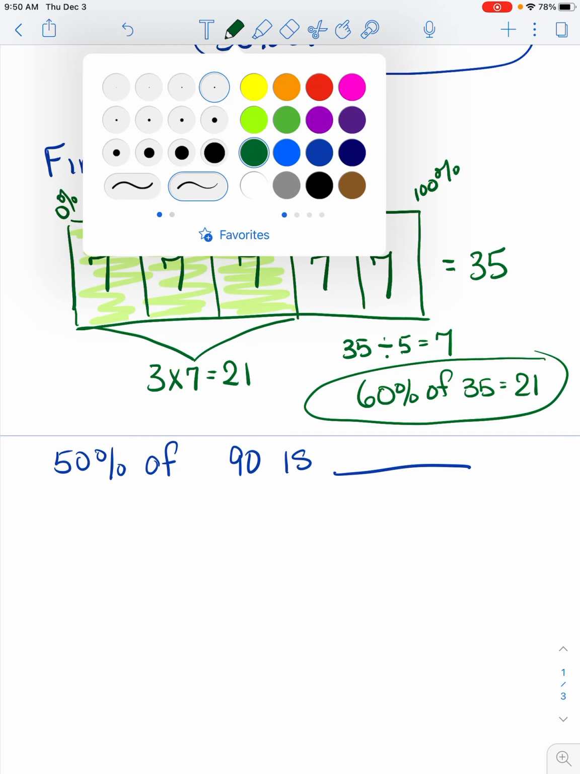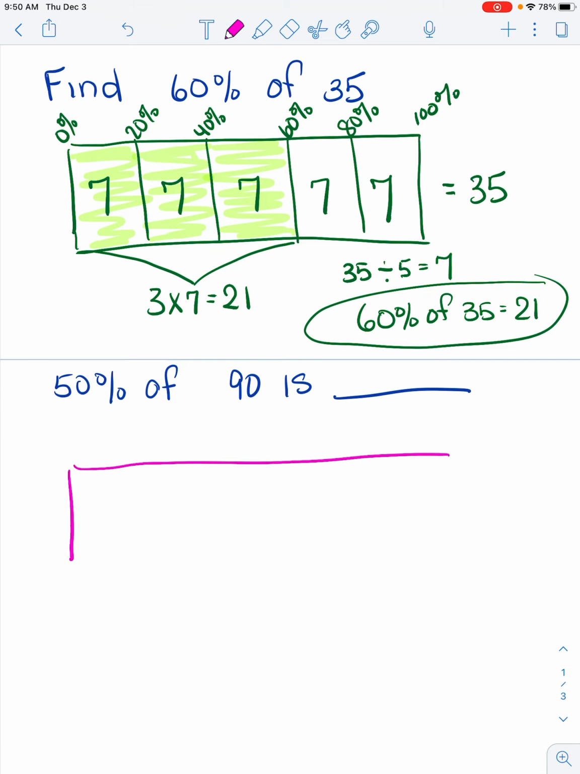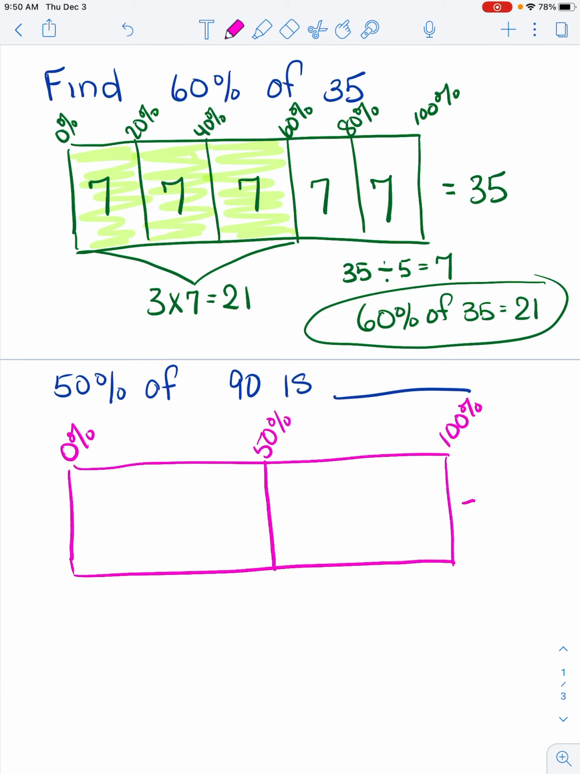Okay, let's try another one. Oh, this one is interesting. This is 50%. So I want to know what is 50% of 90. Well, 50% is actually a benchmark percent. 50% is equal to half, and we should all know that. And since 50% is equal to a half, I'm going to make my life really easy and just divide my rectangle in half. This is going to be 0%, 50%, and 100%. And I know that 100% is going to be equal to 90.